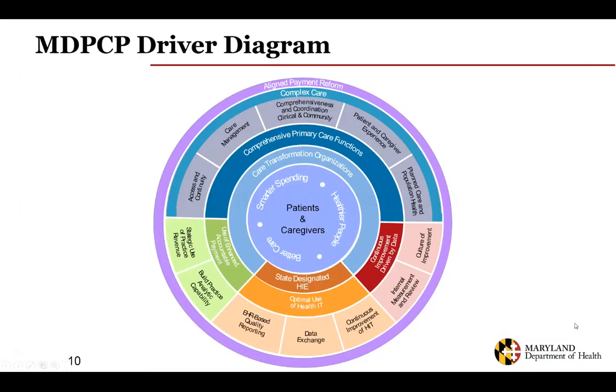On the bottom part, in the area that's green, this is the use of enhanced accountable payments. So this is where we're talking about moving off of fee-for-service and using your revenue in different ways in your practices. The orange part, the state-designated HIE, which is CRISP, optimizing the use of HIT, and really talking about the quality reporting, the data exchange, and continuous improvement of that IT.